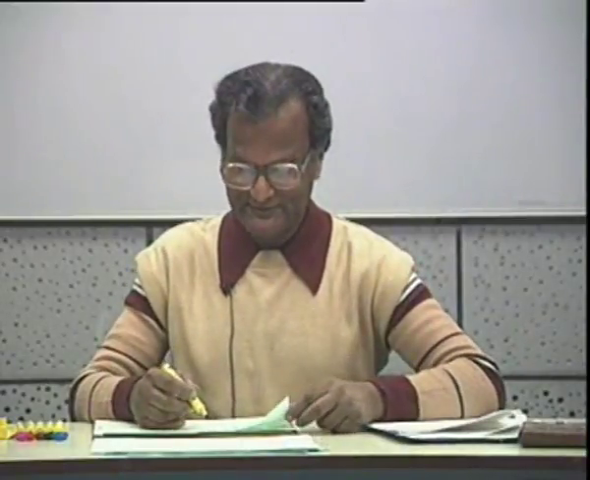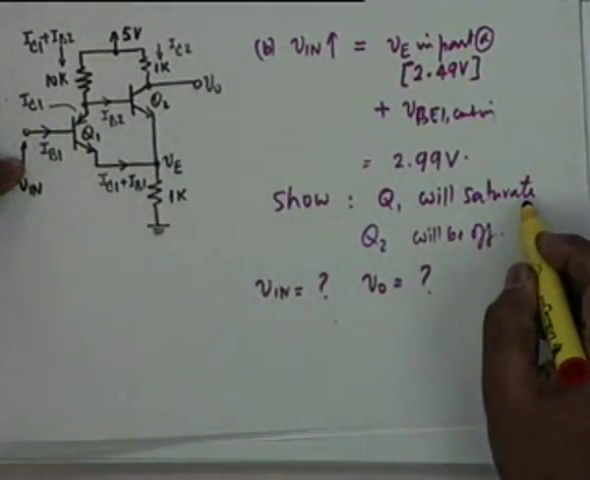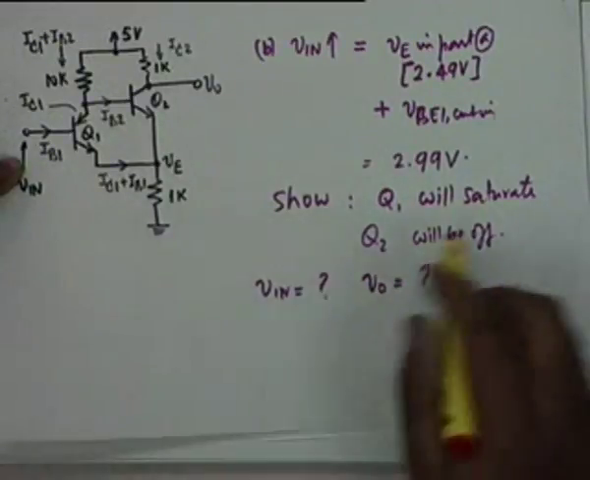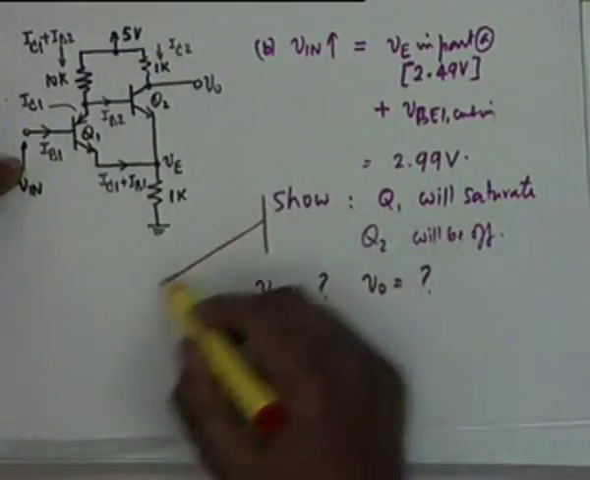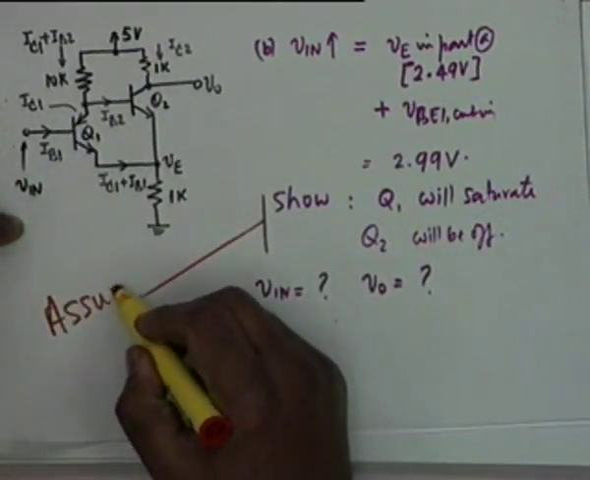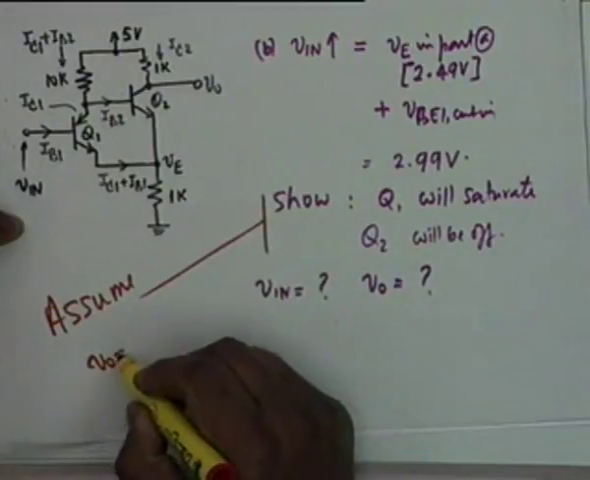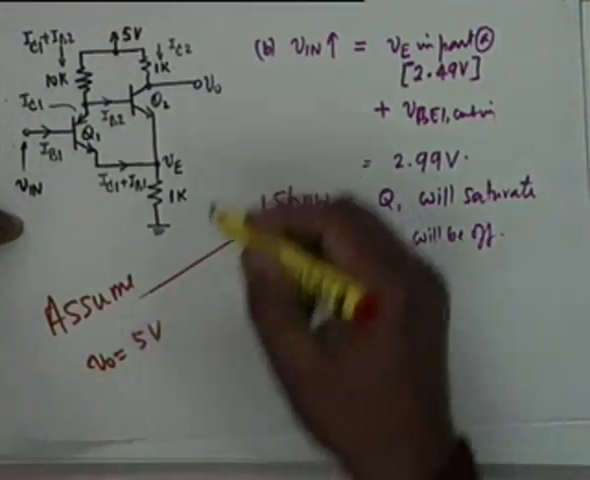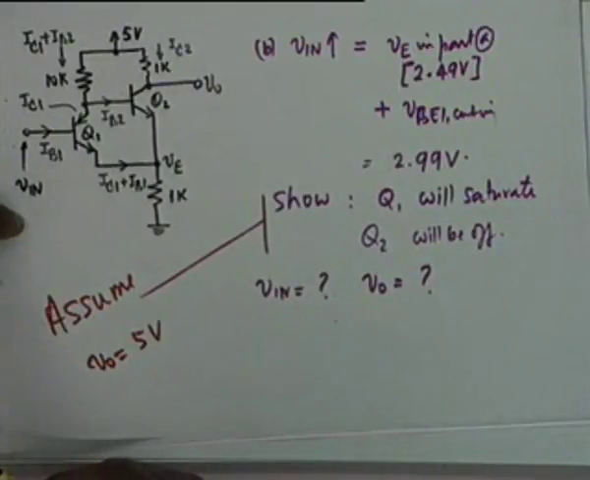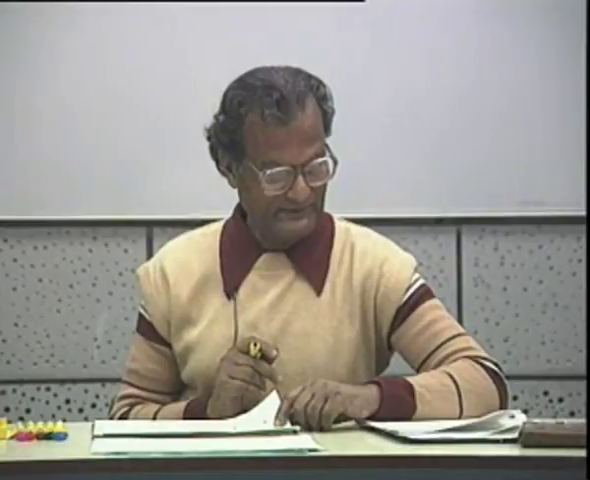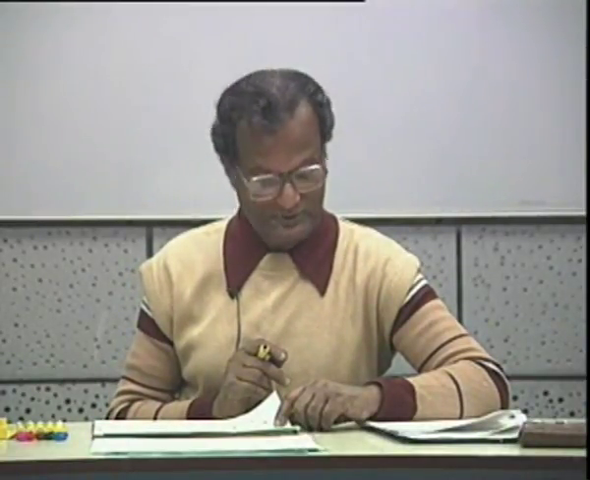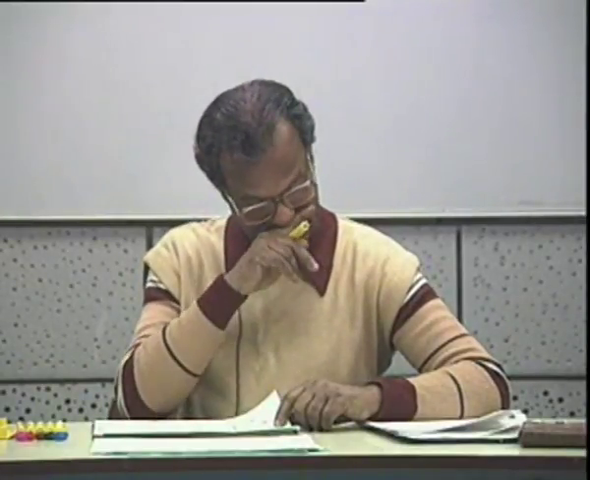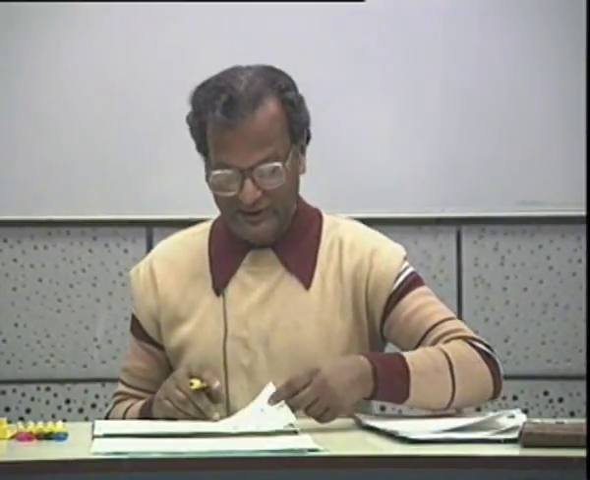Okay. So assume that this is true, and if this is true, then obviously V0, if Q1 is saturated and Q2 is off, then assume this. If we assume this, then what is V0? 5 volt, because Q2 off means there is no IC2. Agreed? Now what else do you have to find out? You have to find out under this condition what is VE?